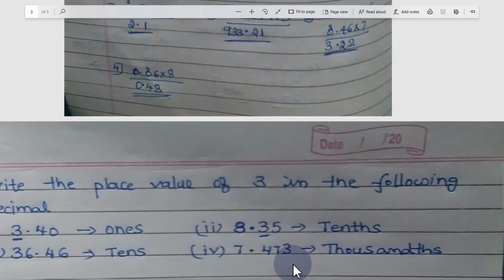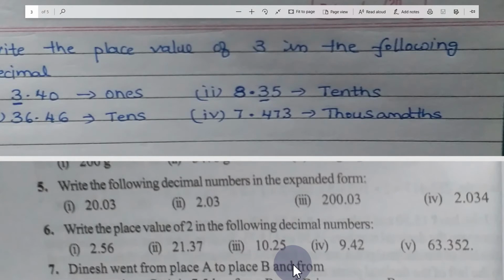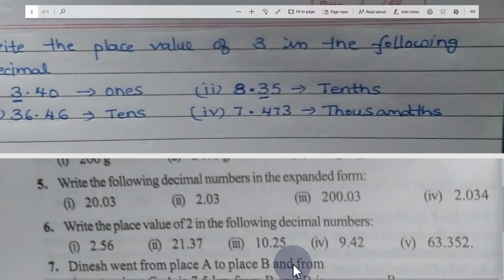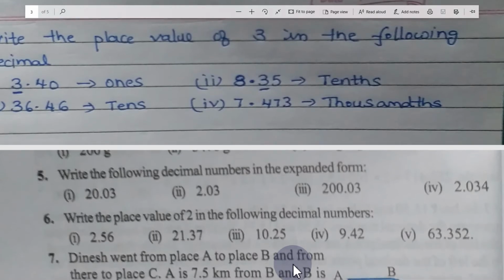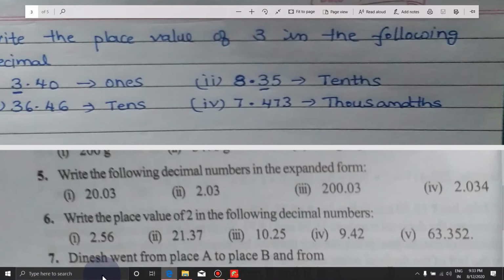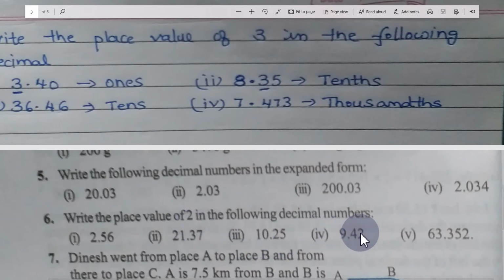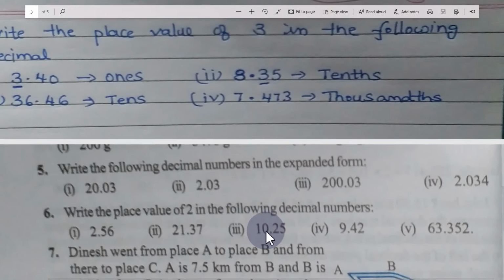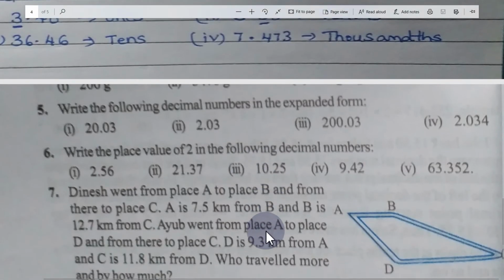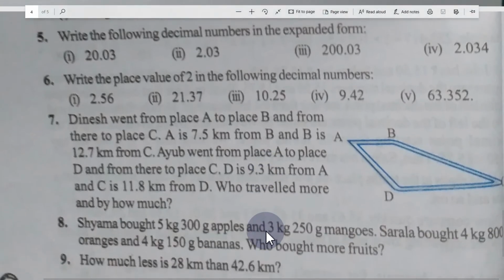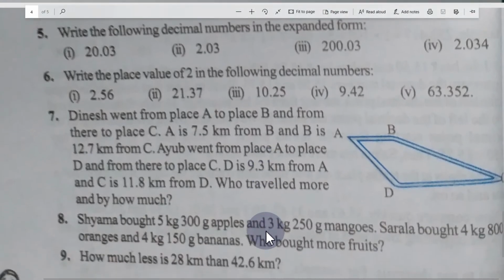So these are example sums. Exactly similar sums are there for you as homework. Work out the homework sums, refer to the example sums and do them. Write the following decimal numbers in expanded form and write the place value of 2 in the following decimals. 2 is here, ones place. Here 2, tens place, like that. After the decimal point means tenths place, hundredths place, thousandths place. So Dinesh, in this way solve the 7th, 8th and 9th sums. First copy the question and complete the solution.